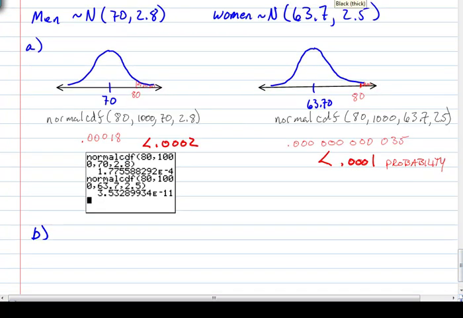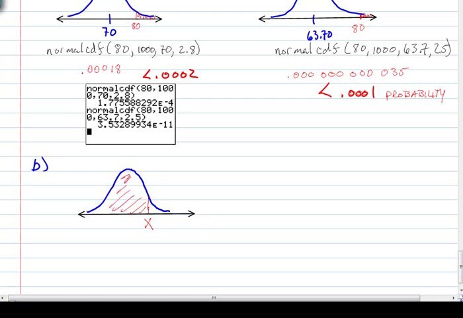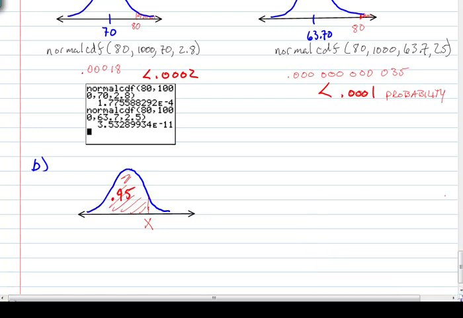Well, let's draw a picture of the information that we're given and what we're asked to find. We start with a normal distribution because men's heights are normally distributed. And what we want to know is what should this height be right here that separates the bottom 95% of the population from the top 5%. Now remember, men's heights are normally distributed with a mean of 70 and a standard deviation of 2.8.